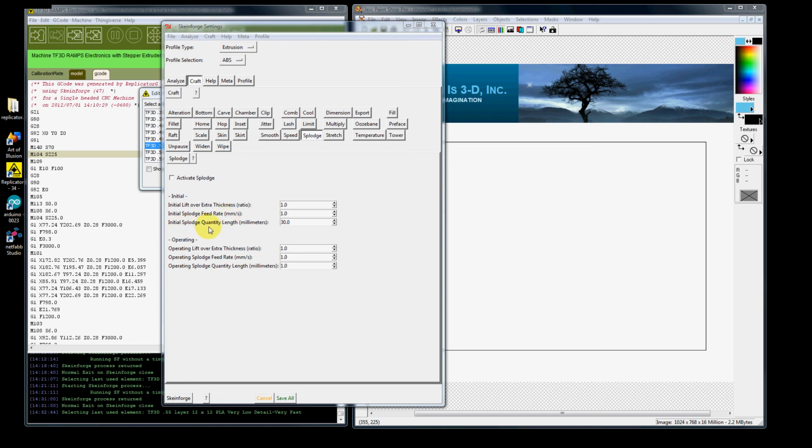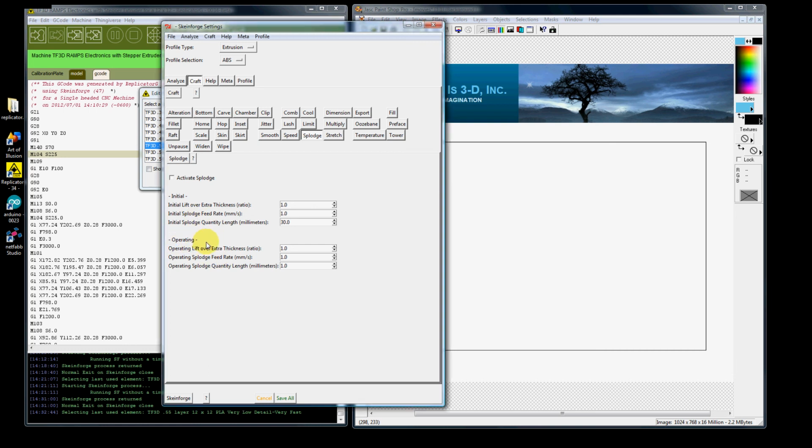Initial Splodge quantity length, millimeters, defines the quantity length of extra extrusion at the operating feed rate that will be added to the initial thread. If a Splodge quantity length is smaller than 0.1 times the perimeter width, Splodge of that type will be added.